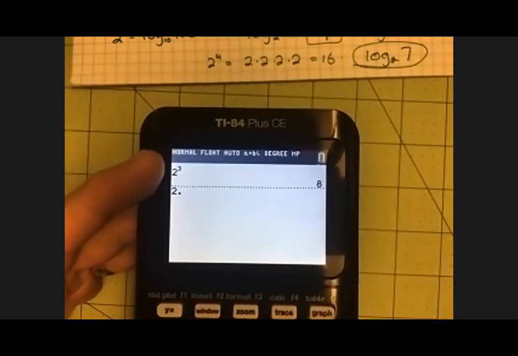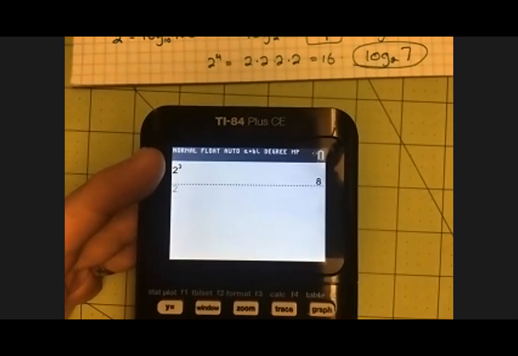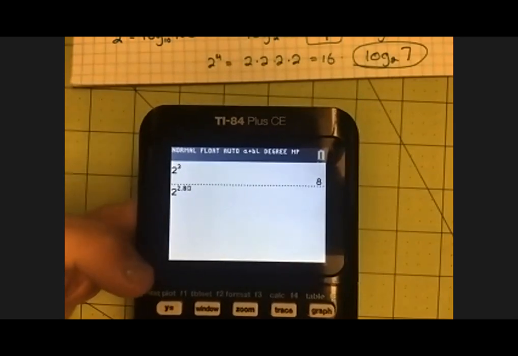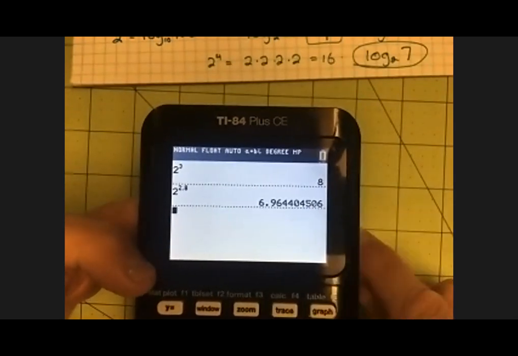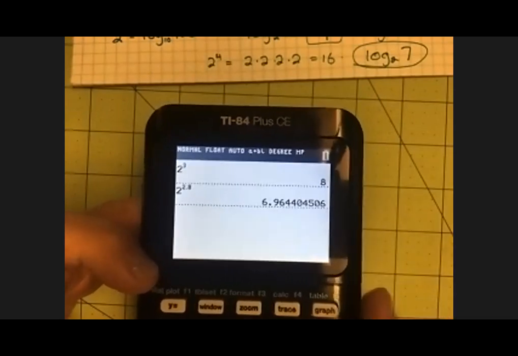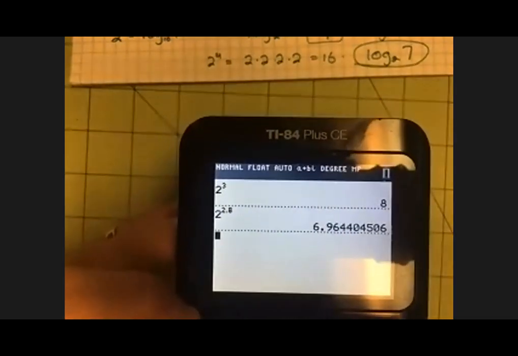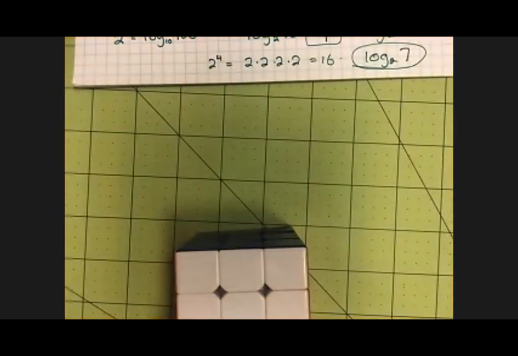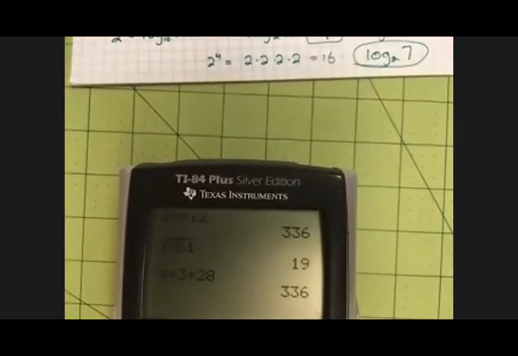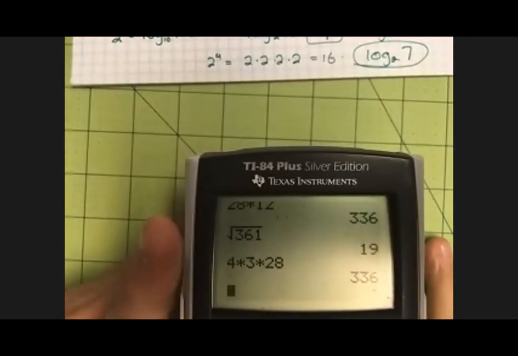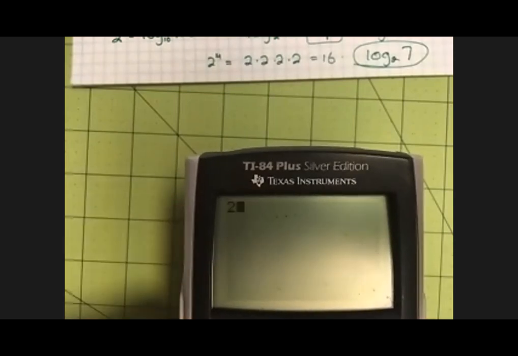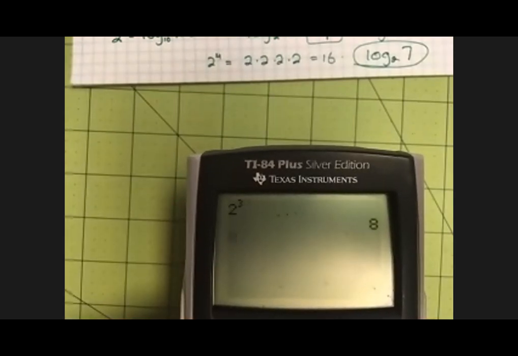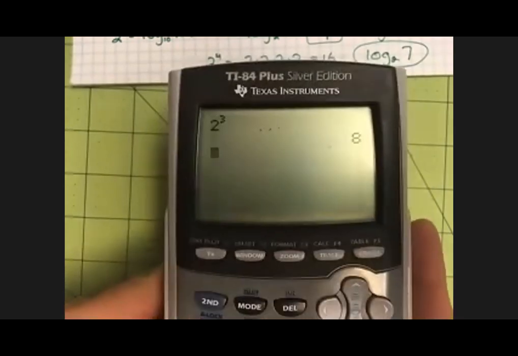2 to the 2.8. Not good enough, although it's pretty darn close. That is so hard to read under that camera, isn't it? Even with my stand. That is very hard to read. Let me get a more old school calculator out. 2 cubed is 8. That's a little bit easier to read.